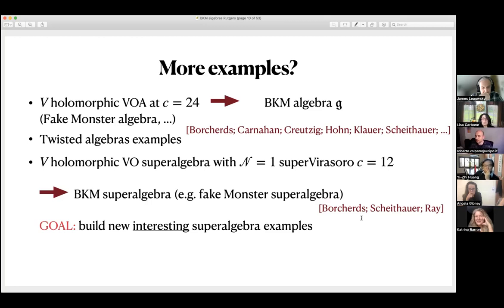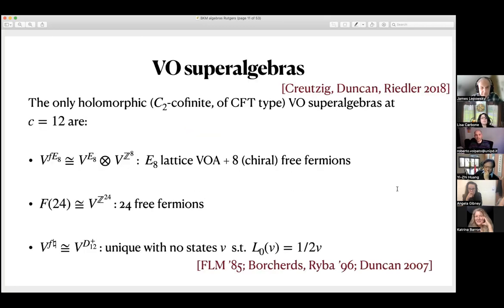So okay, other questions. So now the question is, how many of these holomorphic superalgebras at central charge 12 do we know? And actually there is a full classification of these, which is due to Creutzig, Duncan, and Riedler from 2018.